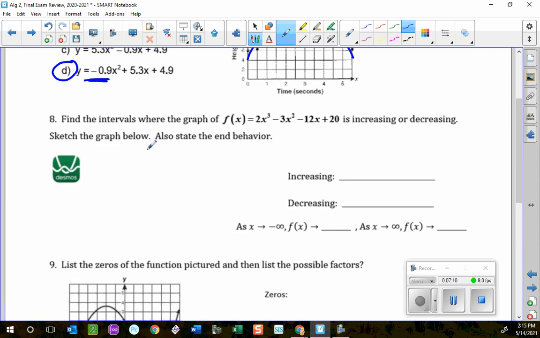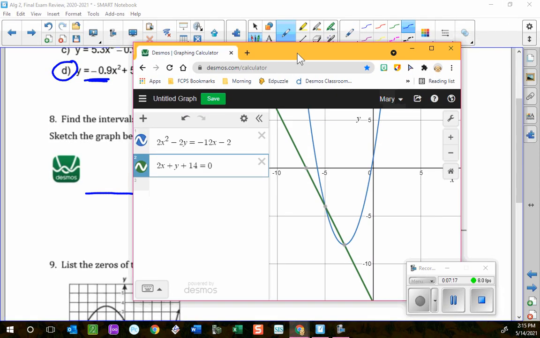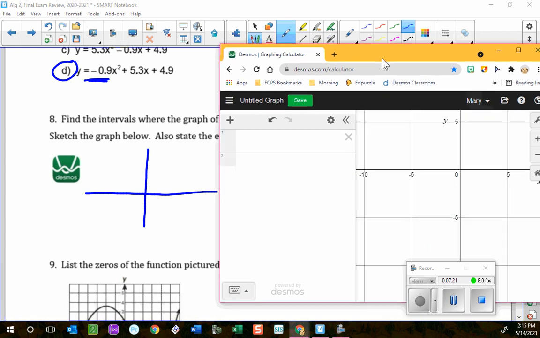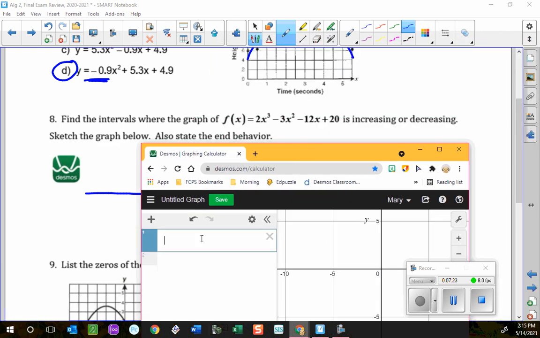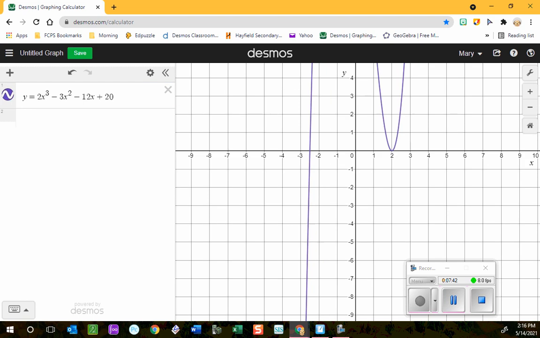All right, number 8, find the intervals where this graph is increasing or decreasing, and also state the end behavior. So we'll draw a little graph here. Let me go to my Desmos. All right, so it looks like we got 2x to the third. Y equals, because I like to. All right, so I paused the video a little bit there so that we don't have to wait for me to do that. All right, so here's my picture.